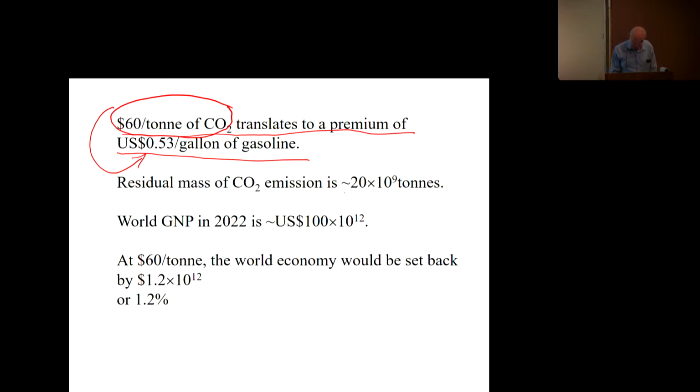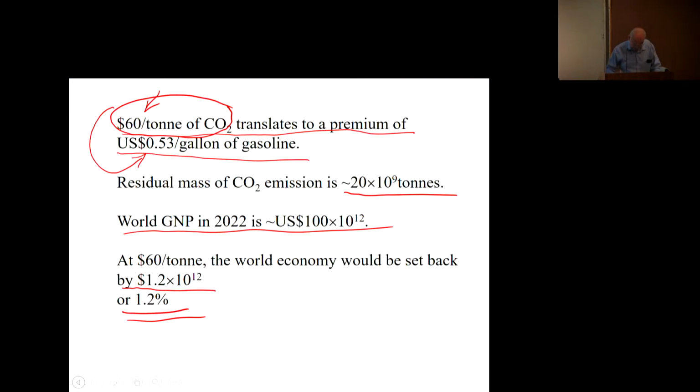And we're trying to get rid of 20 gigatons, and the world gross national product is 100 teradollars. Yeah, these are teradollars, thank you. So every year we're going to pull all the carbon dioxide out of the air. At $60 a ton, what is it going to cost? Well, it's 1.2 teradollars. I mean, it's a lot, but it's like 1.2% of the world economy. So it's doable.